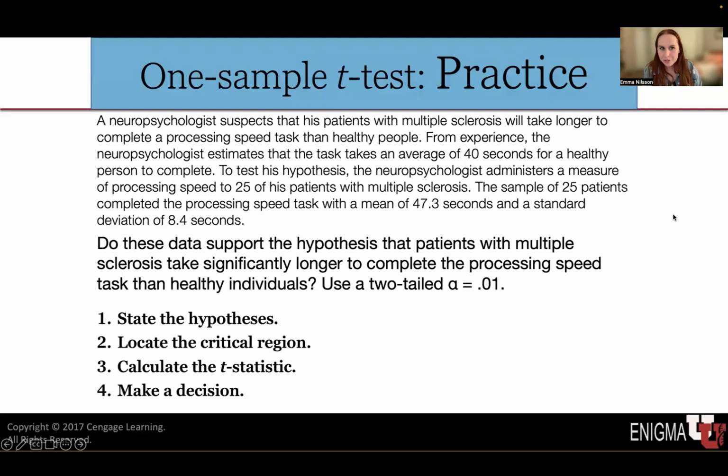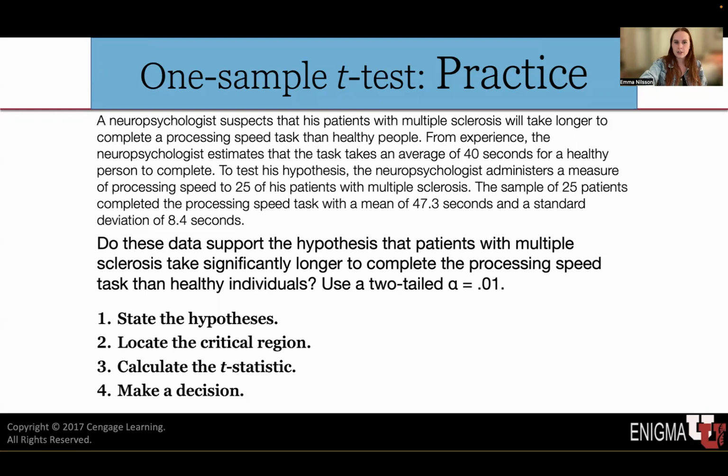Okay, so let's go through this together. This neuropsychologist suspects that his patients with multiple sclerosis are going to take longer to complete a processing speed task than healthy people. From his previous research, he's saying that the task takes an average of 40 seconds for healthy people. Let's talk about what his hypotheses would be.